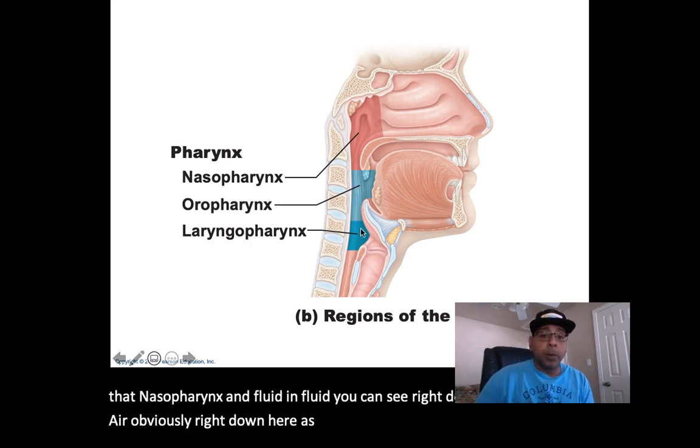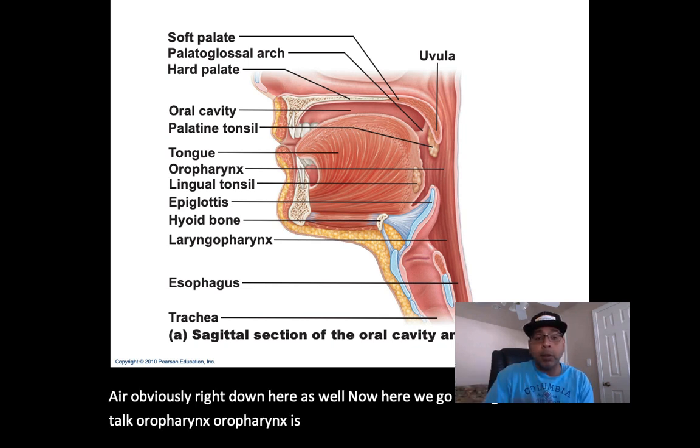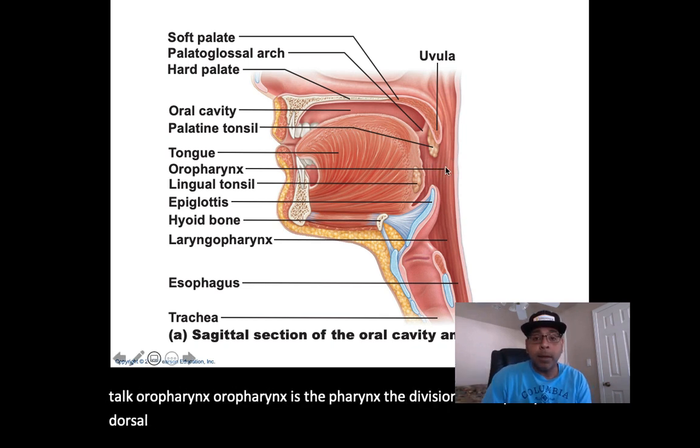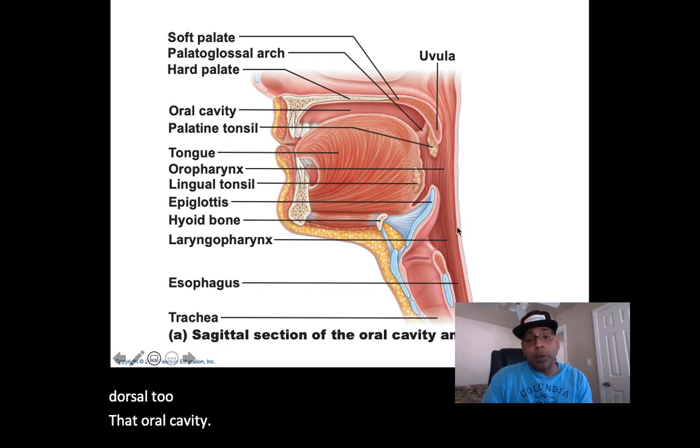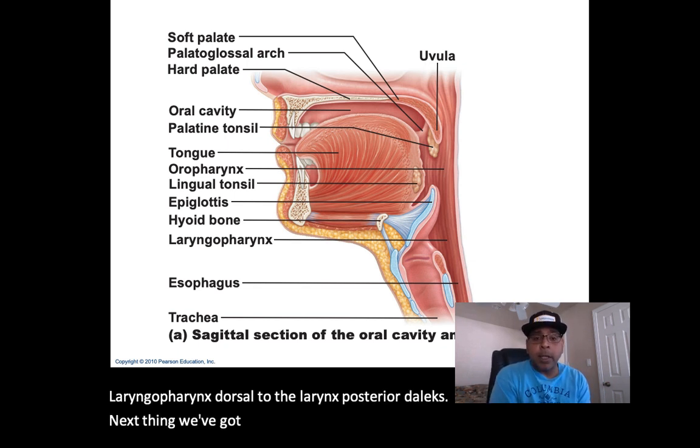Now let's talk oral pharynx. The oral pharynx is the division of the pharynx dorsal to that oral cavity. Laryngeal pharynx, dorsal to the larynx. Posterior to the larynx. Next, we've got the inferior continuation of that pharynx, which we said is going to be the esophagus.